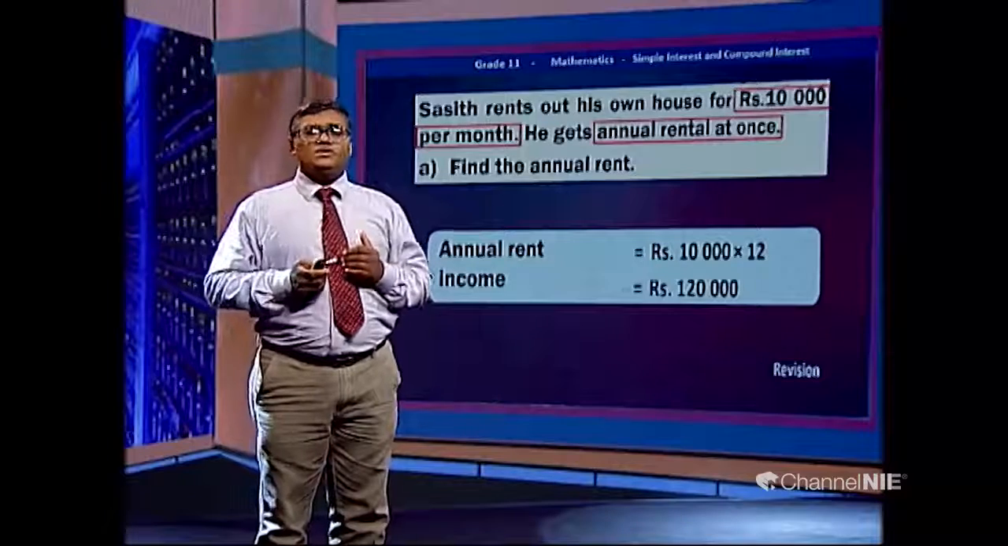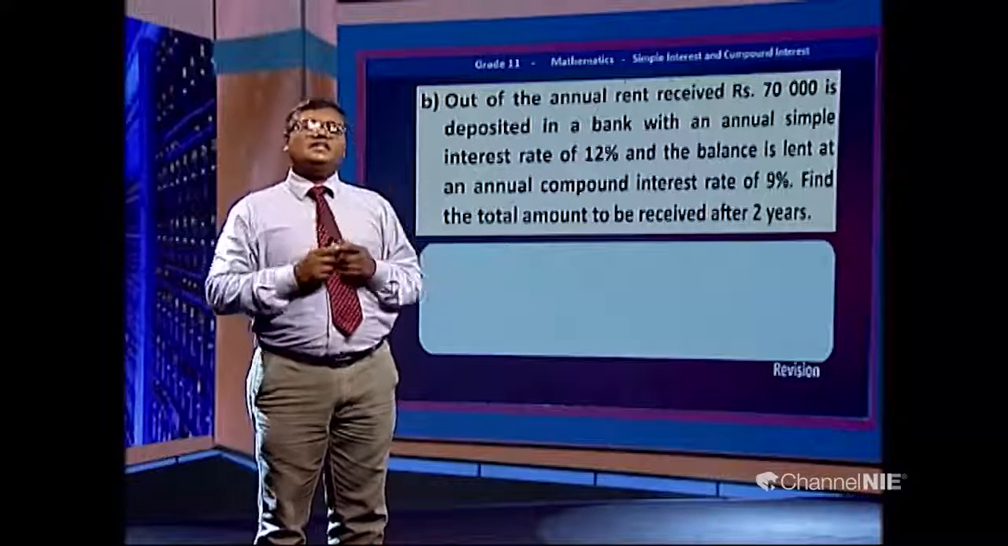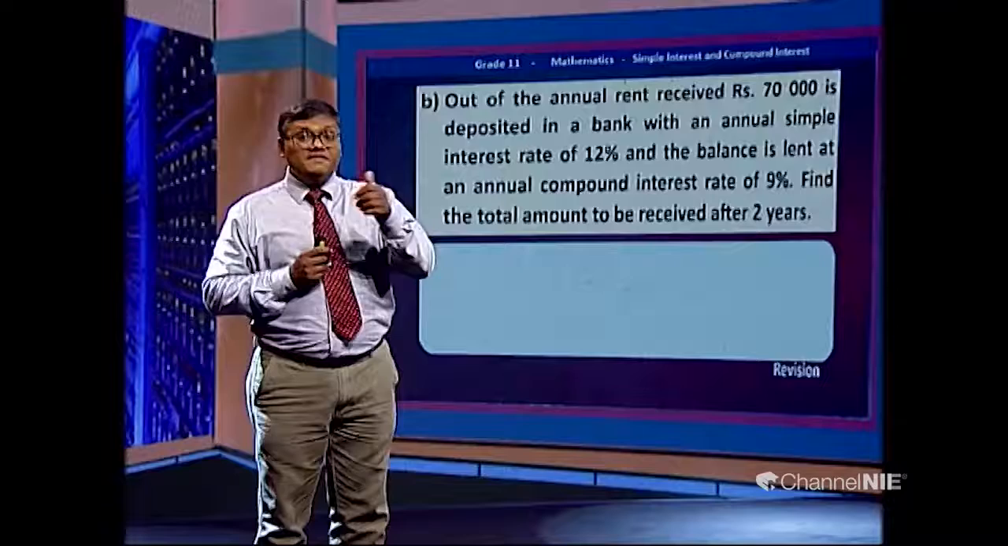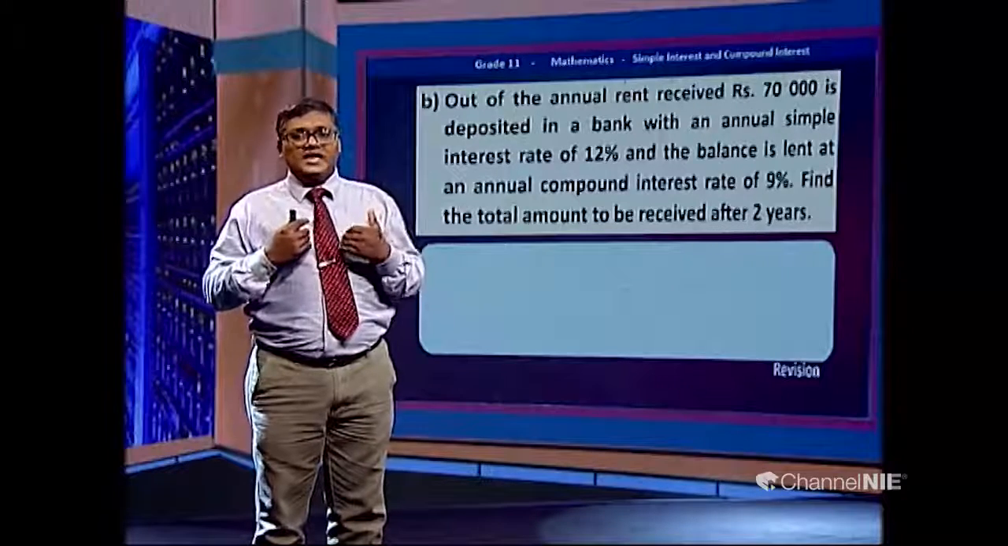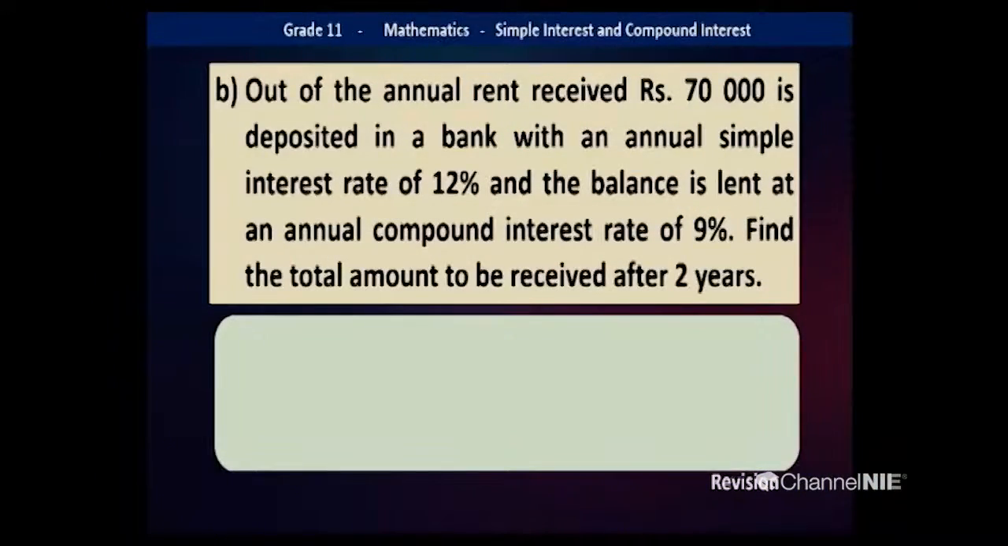Then what is he going to do with that? That is given in the second part. He is going to invest it. Now rent income also can be considered as a sort of investment income. He invested money to build the house. Now again he reinvests. Out of the annual rent received, rupees 70,000 is deposited in a bank with an annual simple interest rate of 12%.